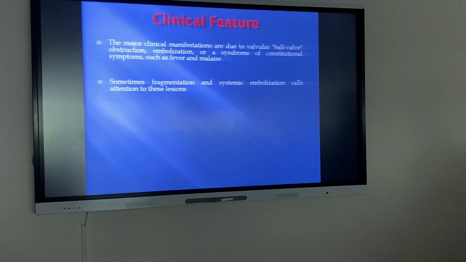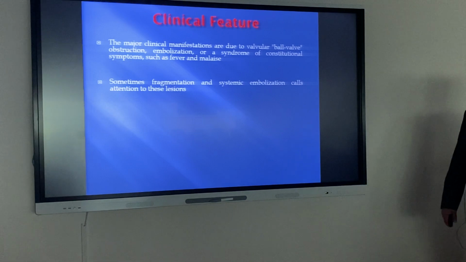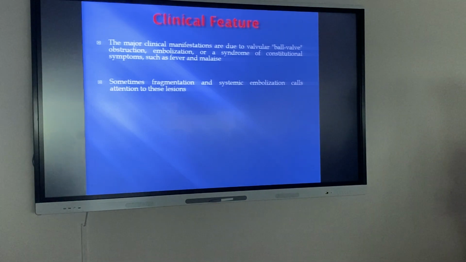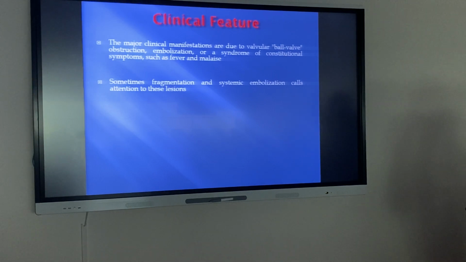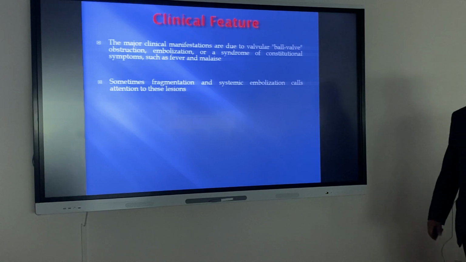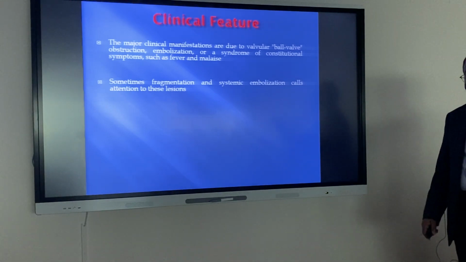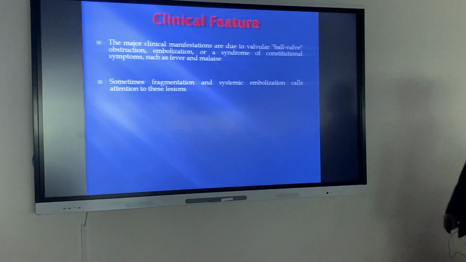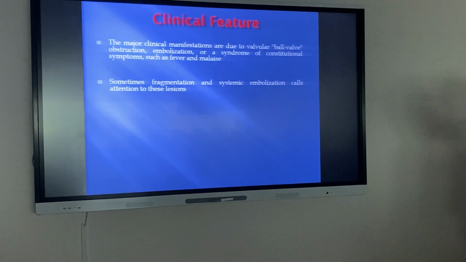Then clinical features. The major clinical manifestations are due to valvular ball valve obstruction, as I said, or embolization. If some pieces of that myxoma go out, they can go anywhere in the body as emboli. Or a syndrome of constitutional symptoms of fever and malaise. So these patients may have fever and malaise. Sometimes fragmentation and embolization can go anywhere.